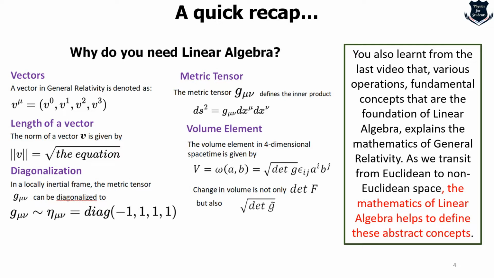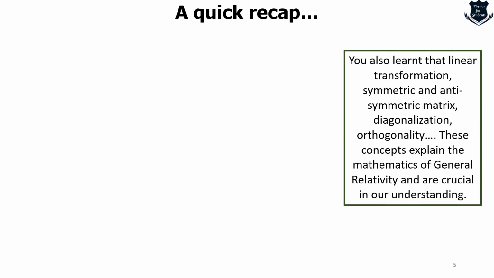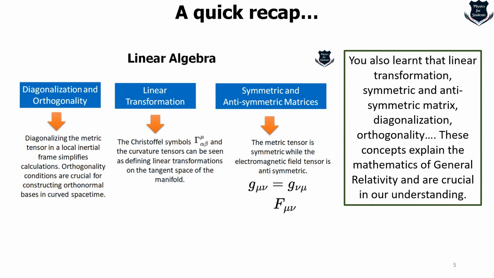As this is just a quick recap, the mathematics of linear algebra again helps to define and understand the concepts of relativity much more easily. You also saw that in a non-mathematical way, there are various ways in which they are related. For example, diagonalization, linear transformation, and the symmetric and anti-symmetric tensors are all concepts which are taken care of by linear algebra. So what are symmetric tensors, etc.? What is the feature of that, we will come to know.